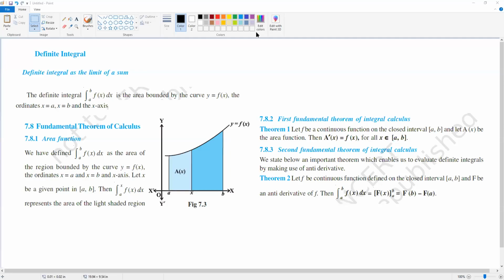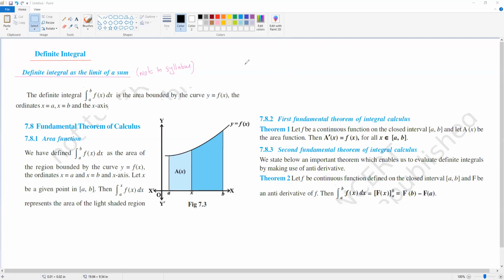Okay, now I would like to discuss definite integral. There are two methods we are studying. One is definite integral as the limit of a sum, but this is not in the syllabus this year. So we are not going to discuss that.